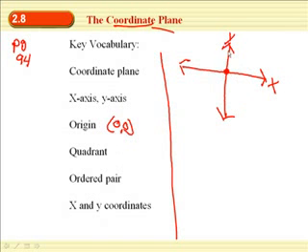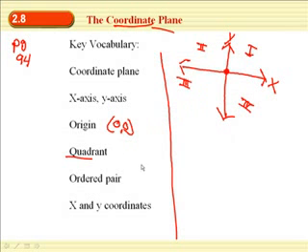This is split into 4 quadrants. This one is quadrant number 1, and it goes counterclockwise: quadrant 2, quadrant 3, and quadrant 4. So there are 4 quadrants. Get it? Quad means 4. They are numbered using Roman numerals, not the numbers 1, 2, 3, and 4. It starts in the upper right hand corner and goes counterclockwise.